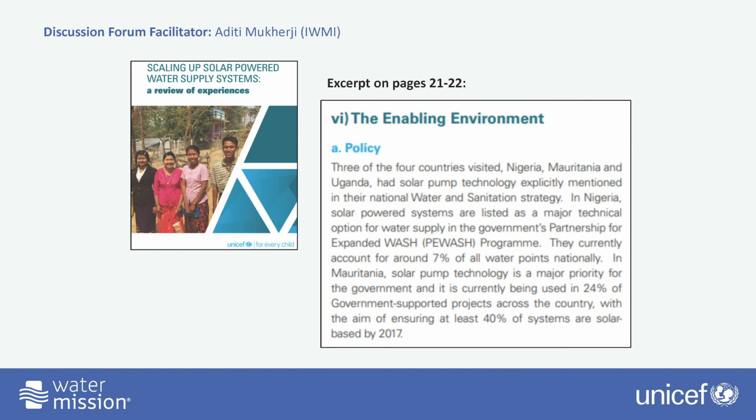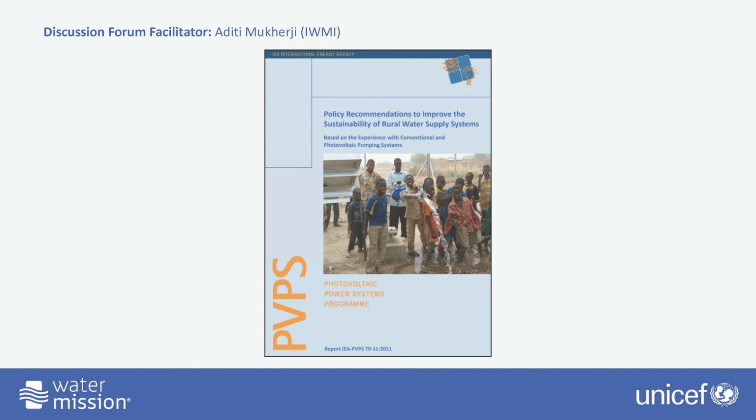enabling environment. We also require you to read a publication from 2012 titled Policy Recommendations to Improve the Sustainability of Rural Water Supply Systems based on the experience with conventional and photovoltaic pumping systems. Although this document is a bit dated, it provides a good summary of experience and recommendations for strengthening the enabling environment for solar-powered water systems.